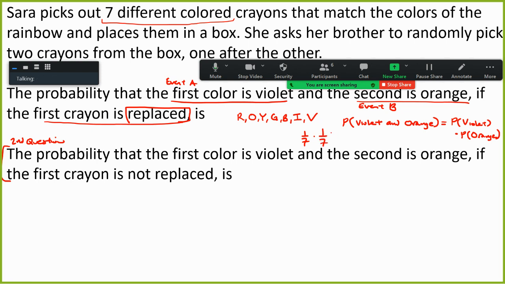Is that Delaney? Yeah. Good job, Delaney. Thank you for jumping in there. Hope the rest of you are still with me. So we're just figuring out those 2 separate probabilities and multiplying them together for 1 over 49.